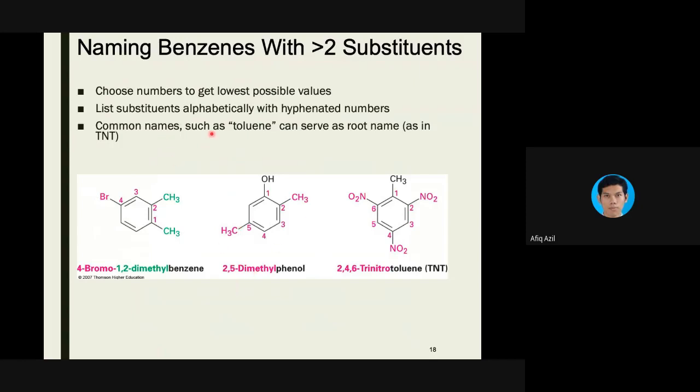So common names such as toluene can also be used as a root name, as in TNT, this one. Okay, you have 4 substituents, 3 nitro groups and also 1 methyl. So toluene can be used as the root name instead of you writing 2,4,6-trinitromethylbenzene. Okay, so this is TNT. You know what TNT is used for? This is an explosive material.